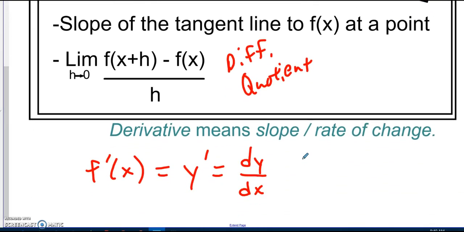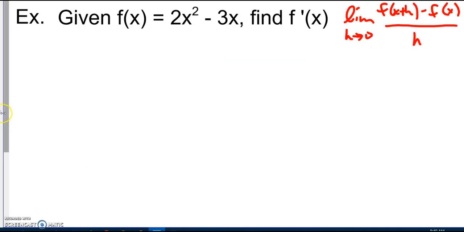Okay, there we go. Alright, so let's go ahead and jump into an example here. Given f of x equals 2x squared minus 3x, find the derivative of f. So I have up in the corner there the difference quotient written down, and that's how we're going to find the derivative. So again, this is what we're finding over here. So let's go ahead and jump in and find the derivative.